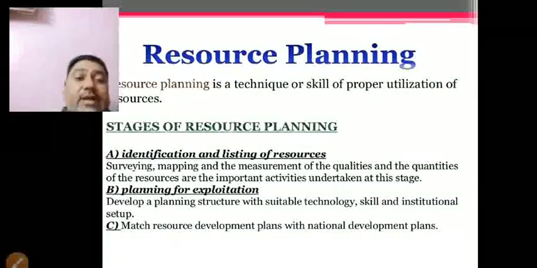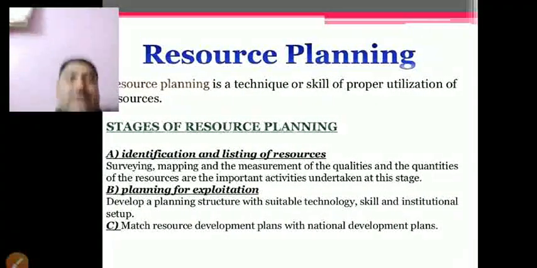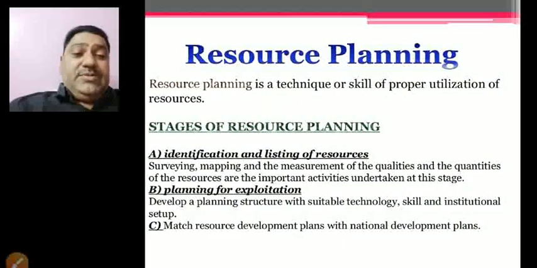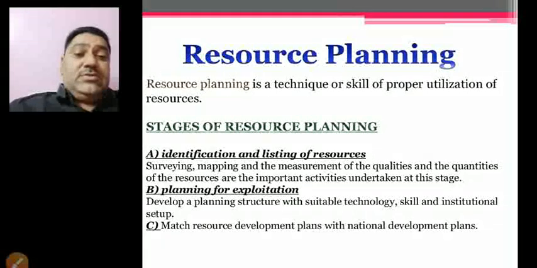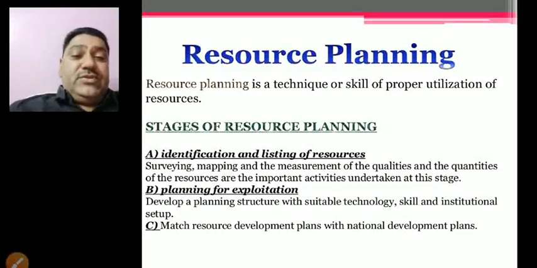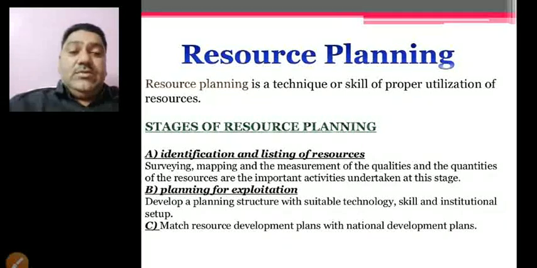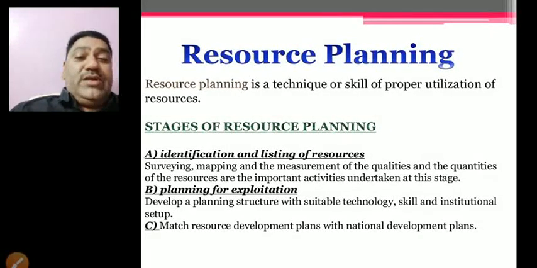And India is one such country where resource planning is being done on a large scale. Resource planning in India includes 3 steps. First, identification and listing of resource, which includes first surveying, we should survey the resource. Then mapping, that means we should know which resources are found in which area. Then we should measure the quality and quantity of the resource.